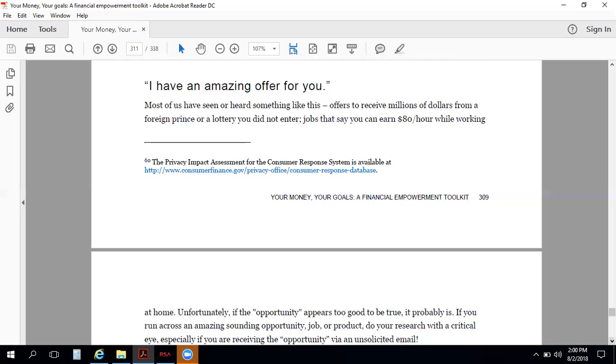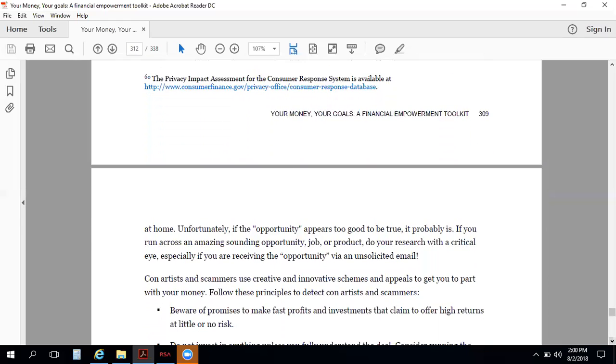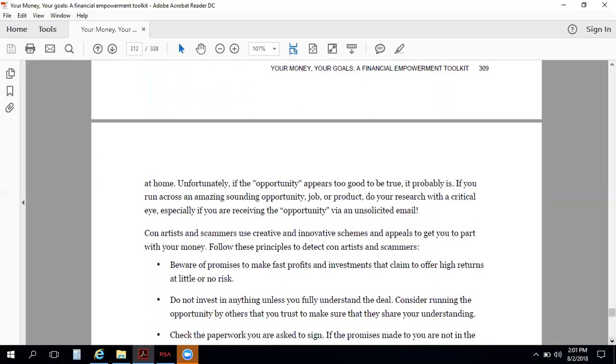But sometimes, a client will get an email or a letter that they will respond to about working from home, or, we've all got that one where, I'm a prince from wherever, and I need an account in the United States. Send me your account information. I'll wire you the money, and then you can keep a percentage. That's a common scam that's out there, an unsolicited email. These are common scams that people often fall for, and things that the CFPB may be able to help with.